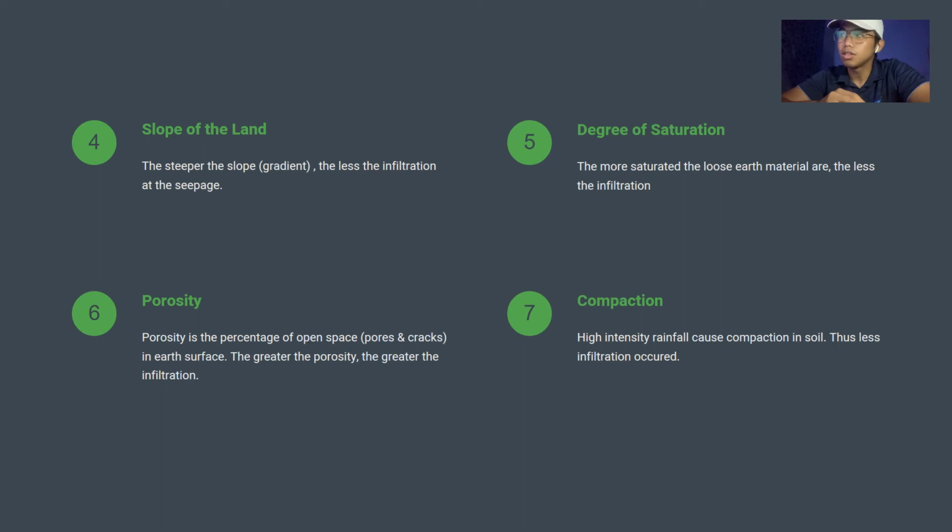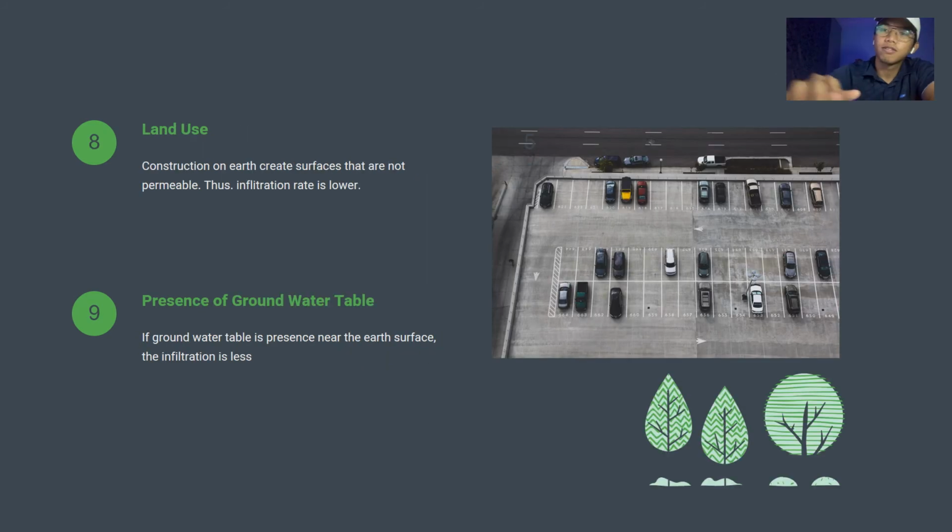The next one is the compaction. High intensity rainfall causes compaction in soil, thus less infiltration occurs. So the next one is the land use. Nowadays, there are a lot of constructions on Earth. Thus, the construction is creating surfaces that are no longer permeable to water. Thus, infiltration rate is lower because the water cannot pass through the surface.